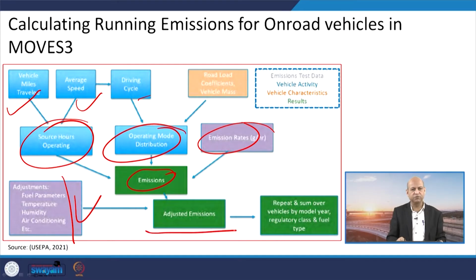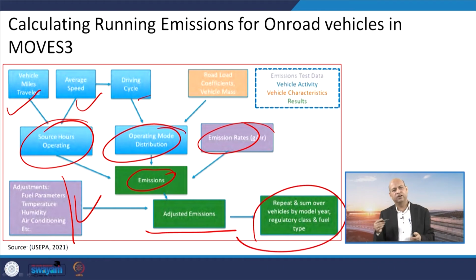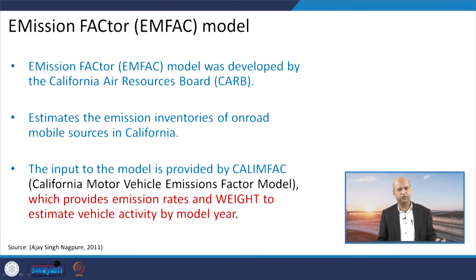So, the adjusted or corrected emissions are there, which give some values, and this is repeated for all kinds of pollutants and later clubbed together. So, that cumulative emissions we can estimate from different categories of vehicle. Then there is another model, which is known as the EMFAC model, or emission factor model.